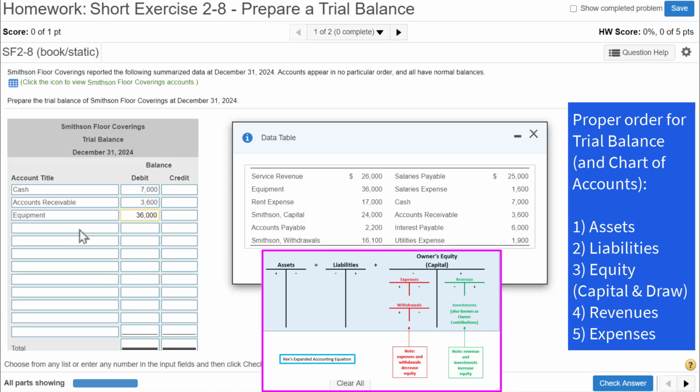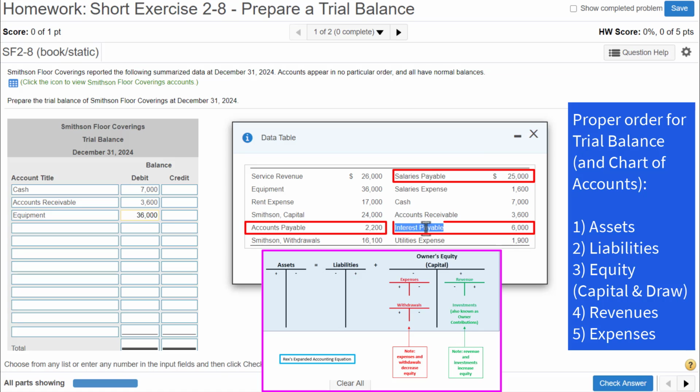Now the proper order after assets are liabilities. Let's see how many liabilities they have. So we're looking for payables. Anything with a payable. So we got accounts payable here. We got salaries payable. And let's see here, we got interest payable. And did I miss one? No, I think that's all the payables.